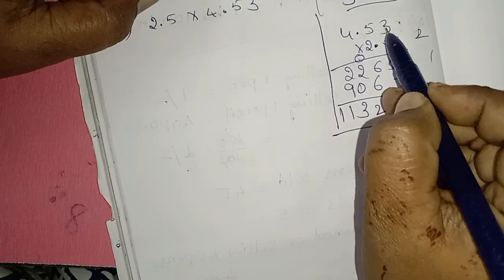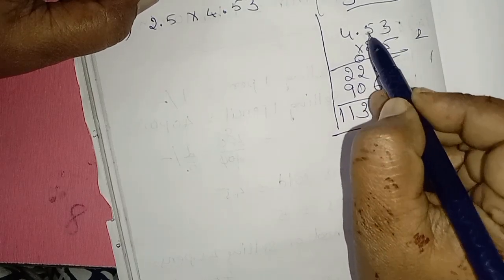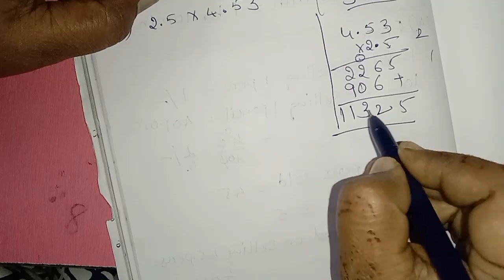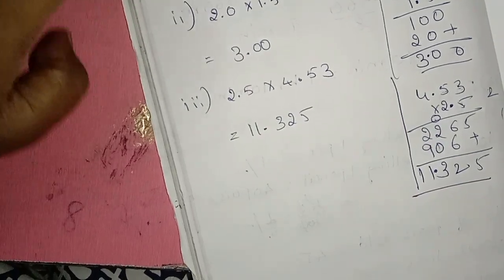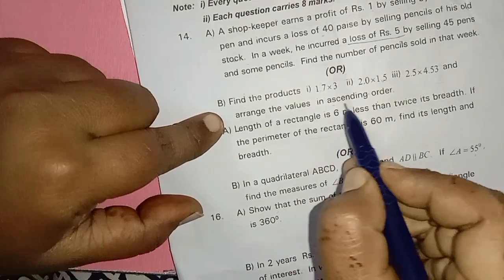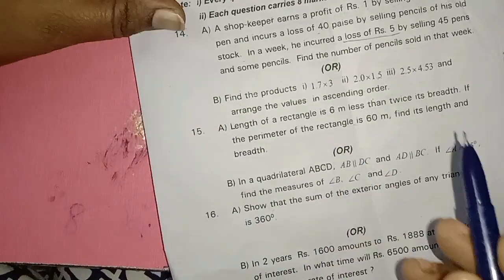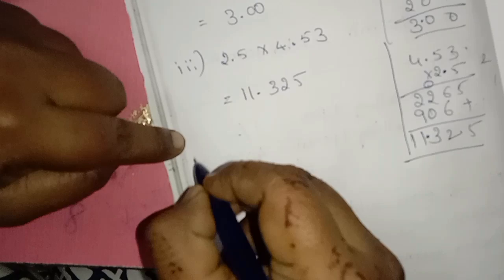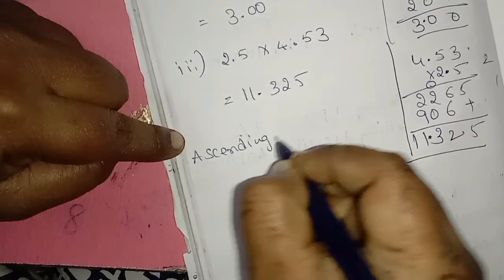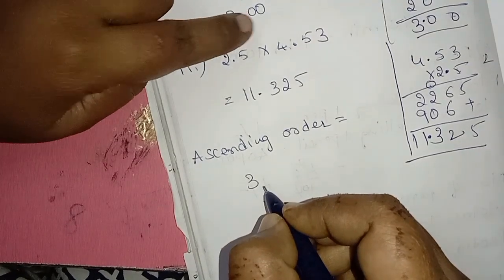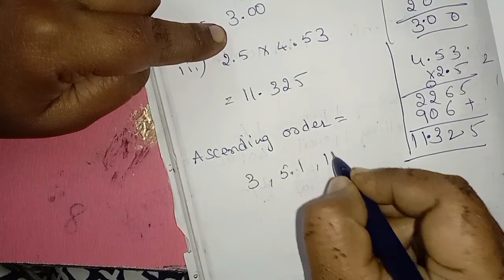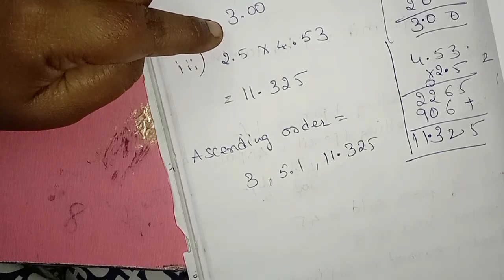Next, how many digits? Here we have 2 digits after the decimal point, 1 digit after. Total how many are there? 1 2 3. This is your answer. So what is your answer? 11.325 is your answer. And they asked to arrange the values in ascending order. So you have to write the answers in ascending order. First is 3.00, 3.00 both are the same, 5.1, then 11.325 is the ascending order. Right?